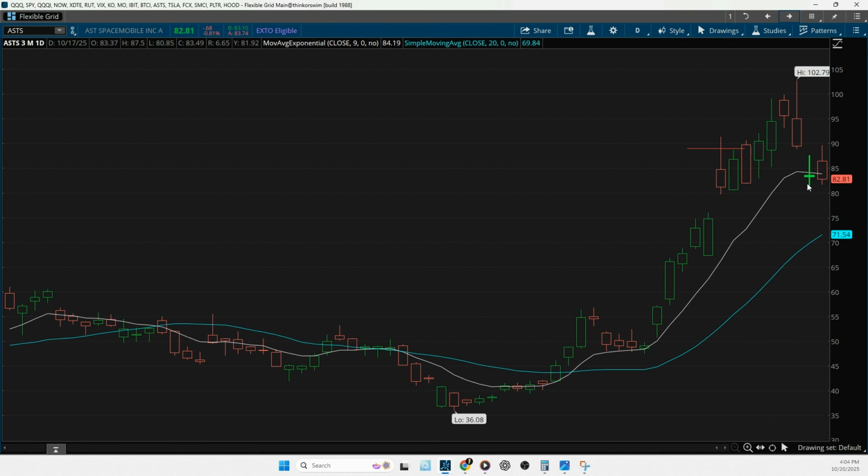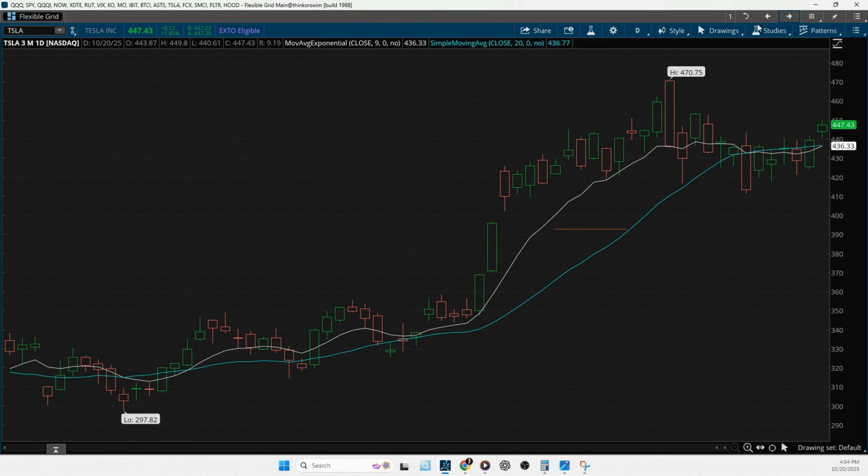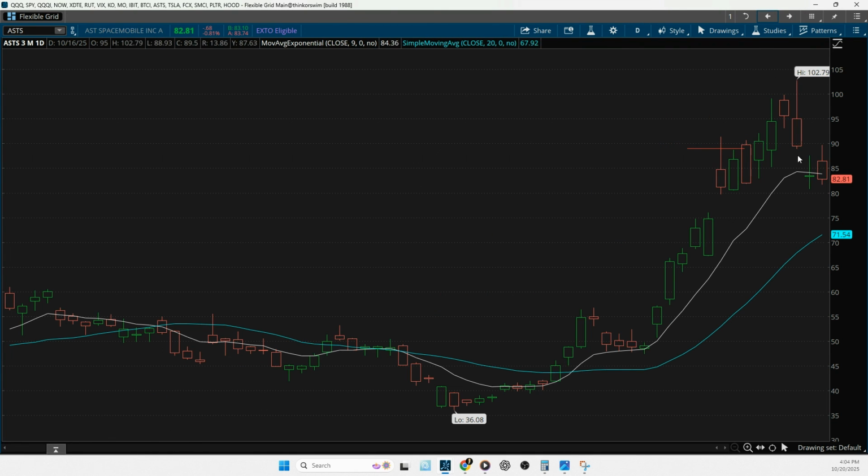Probably going to be setting up on this daily chart to buy, and then at least for a run up from wherever the buy signal comes from, at least a run up to around 100.